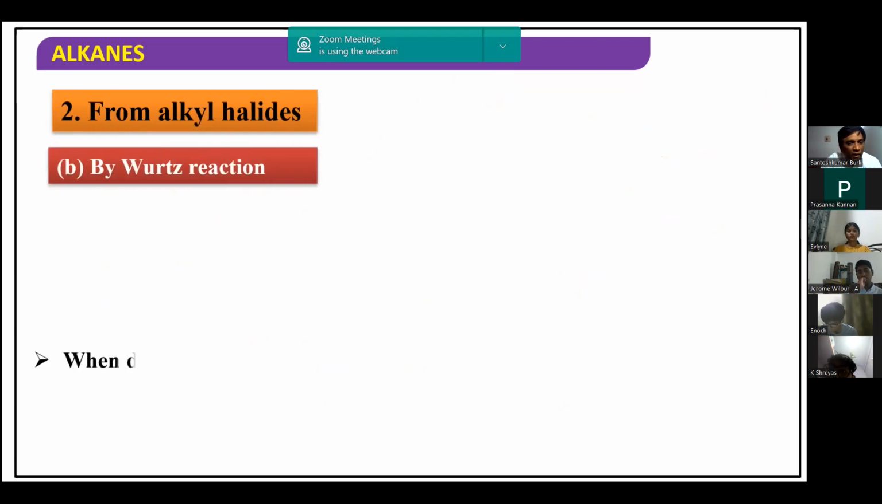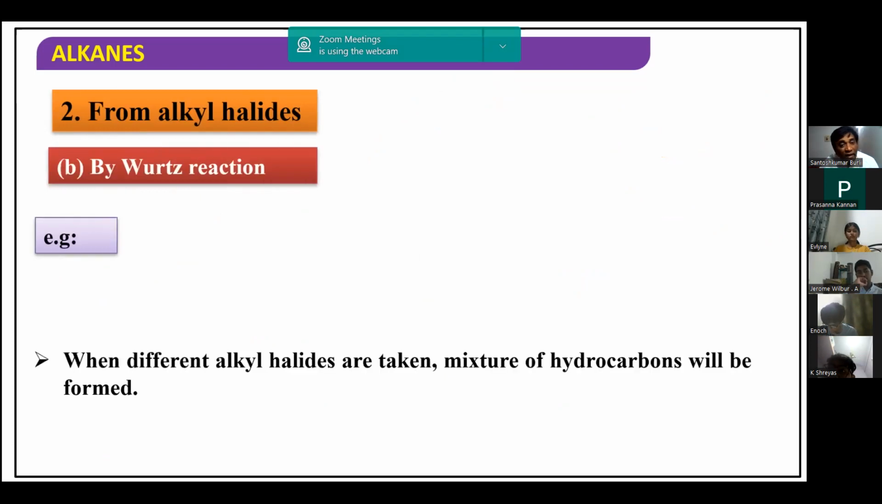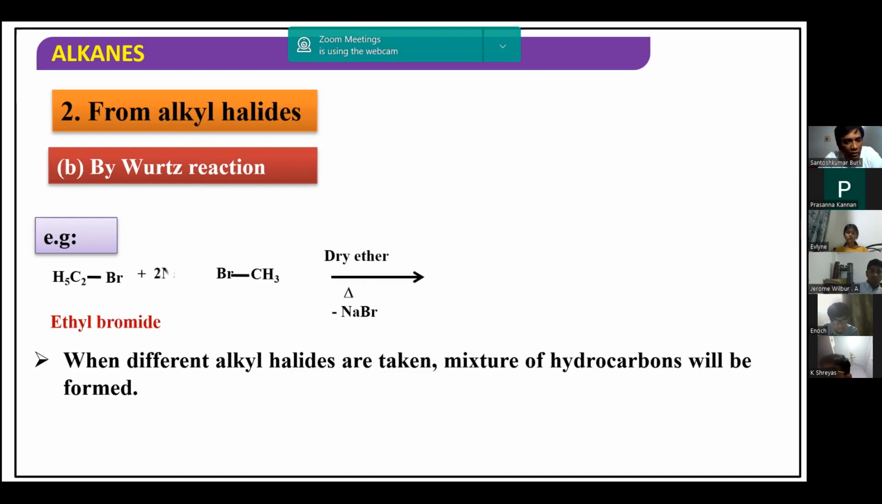Now, I'll take the Wurtz reaction when different alkyl halides are taken in the mixture. Let us take, this is ethyl bromide. This is methyl bromide. Now, in the mixture, I have taken a mixture of two alkyl halides, one is ethyl bromide, another is methyl bromide. So if I do the reaction, is this the only possibility? Can anyone tell me?